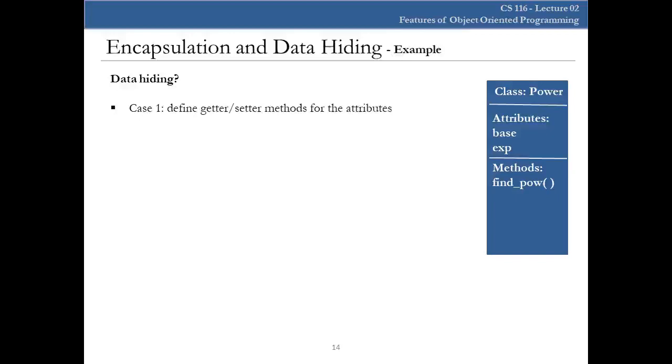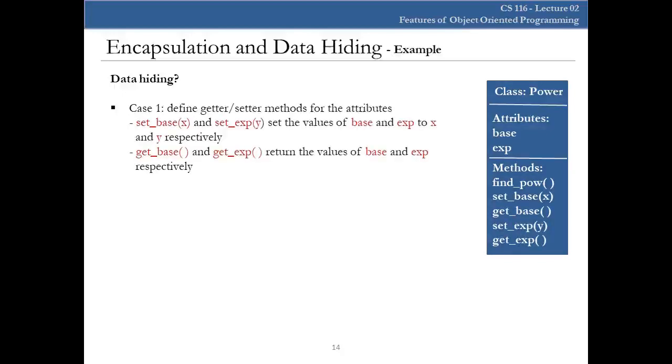In case 1, I would define some getter and setter methods for these attributes. I don't want these attributes to be accessed from the main program. So I am writing some getter setter functions so that if the user wants to set values for these attributes or see values of these attributes, he or she can call those getter setter methods. So he won't need to access these attributes directly. So let's define some getter setter methods here. I'm defining here 4 methods.